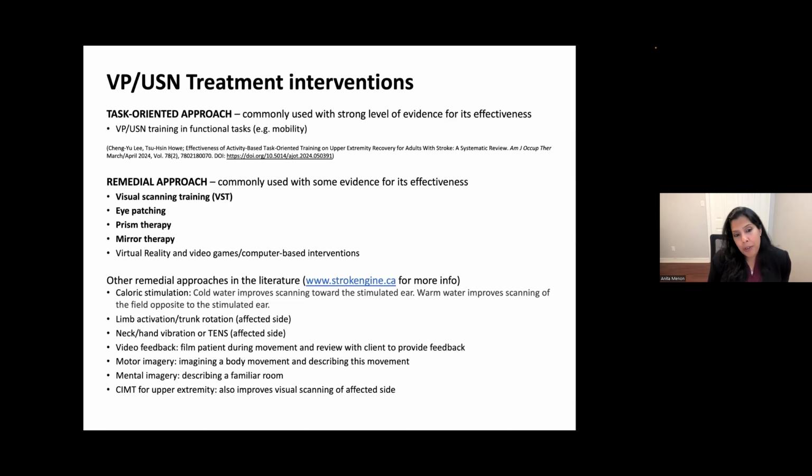And then we have other remedial approaches that have been documented in the literature. I invite you to take a look at them on Stroke Engine, where you can see a nice description about these different interventions. These are just a few of them, like caloric stimulation, where basically you put cold water into the ear canal of the client to improve scanning. So cold water, in fact, will improve scanning towards the stimulated ear.